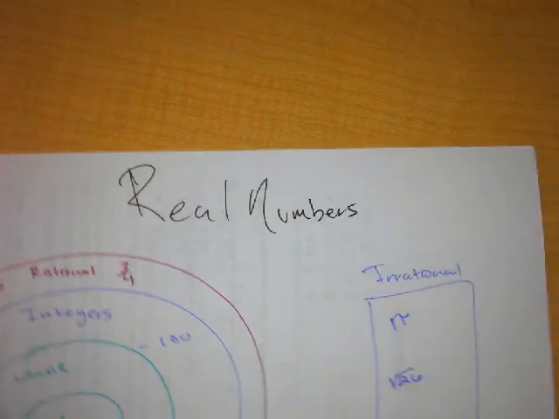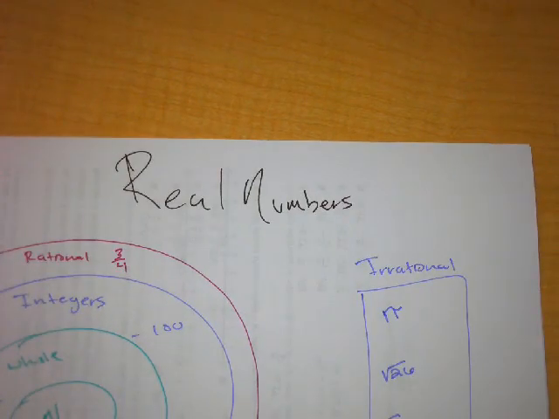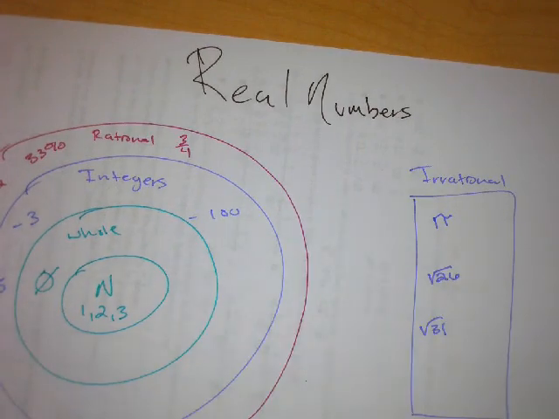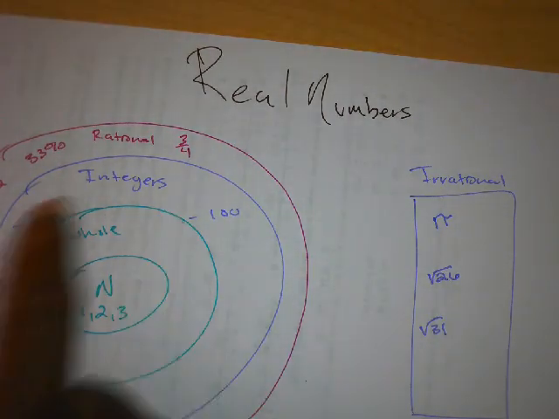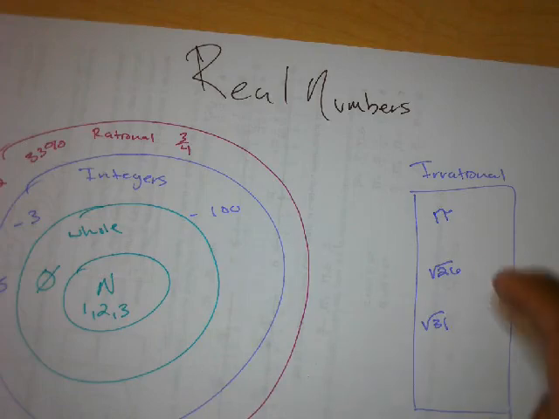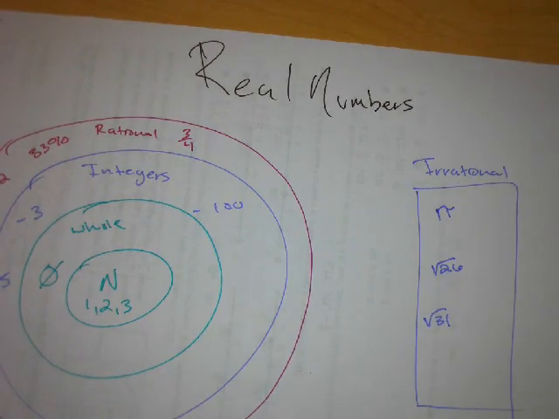So if they ask you, hey, is a rational number a real number? Yes. Is an irrational number a real number? Yes. Is an integer, is a whole, is a natural number, are those real numbers? Yes. Those are all real numbers. A real number is any number I can put on a number line. And I can put any of these numbers on a number line. I can also put those on a number line. Those are all real numbers.